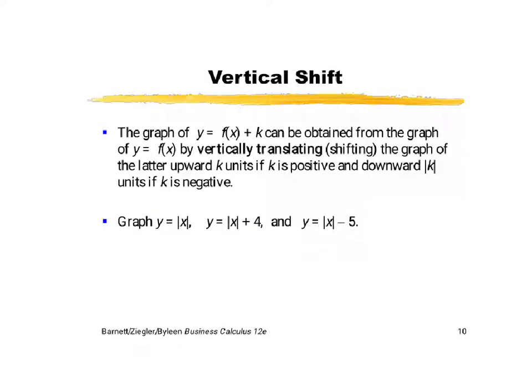I'm going to rename these. So let's call this first graph f of x. The next graph, we'll call it g of x. So g of x will be the absolute value of x plus 4. And then the last one we'll call h of x, which is the absolute value of x minus 5.